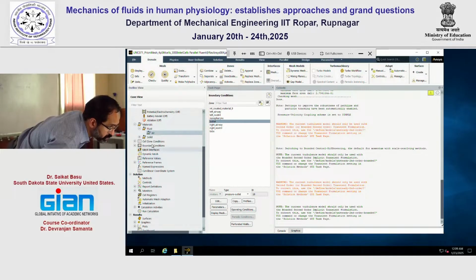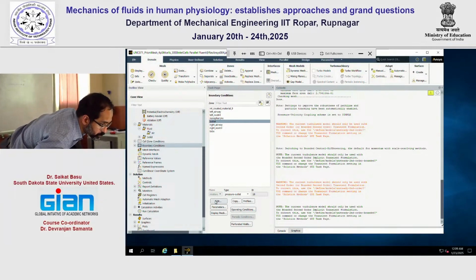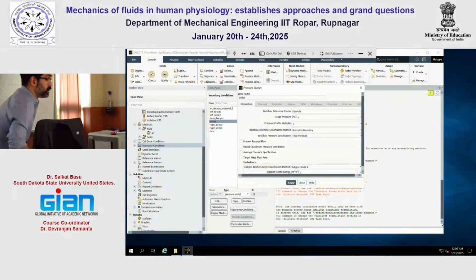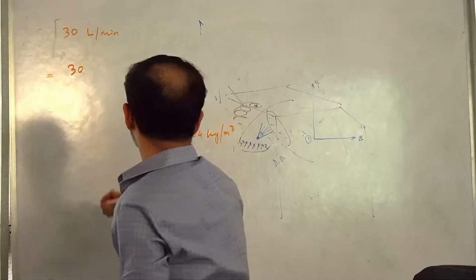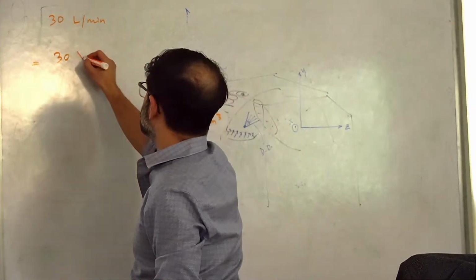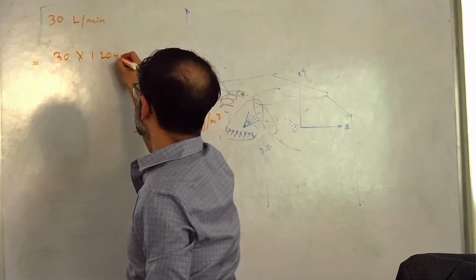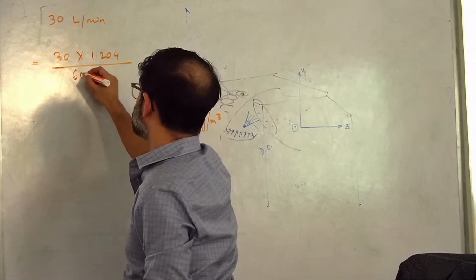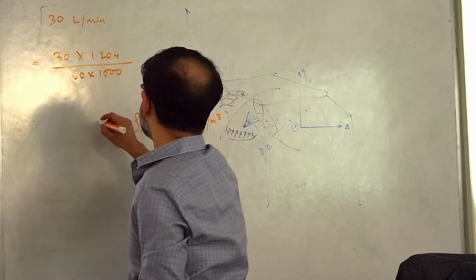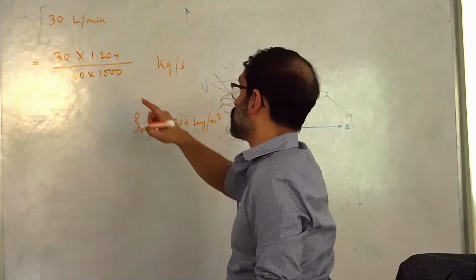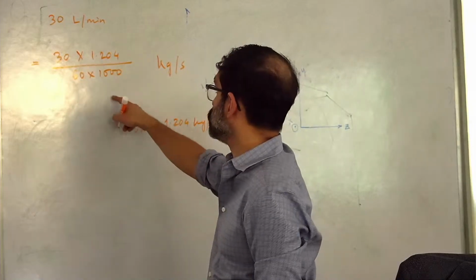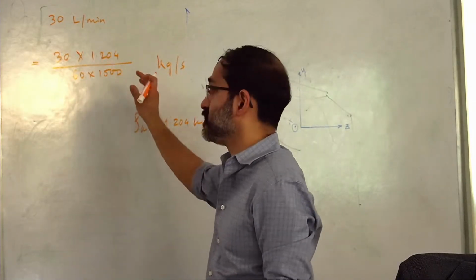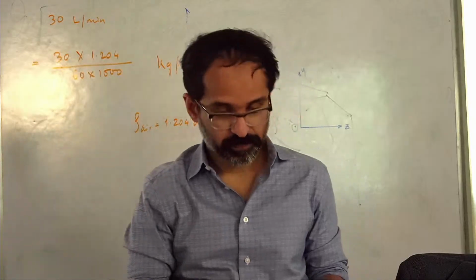Let's go to where we were. So the conversion should be, if I'm not wrong, 30 times 1.204 divided by 60 times 1000. So 60 for the minute to second conversion, 1000 for the cubic meter to liter conversion, then 1.204 is the conversion from volume to mass. Can you give me this number?